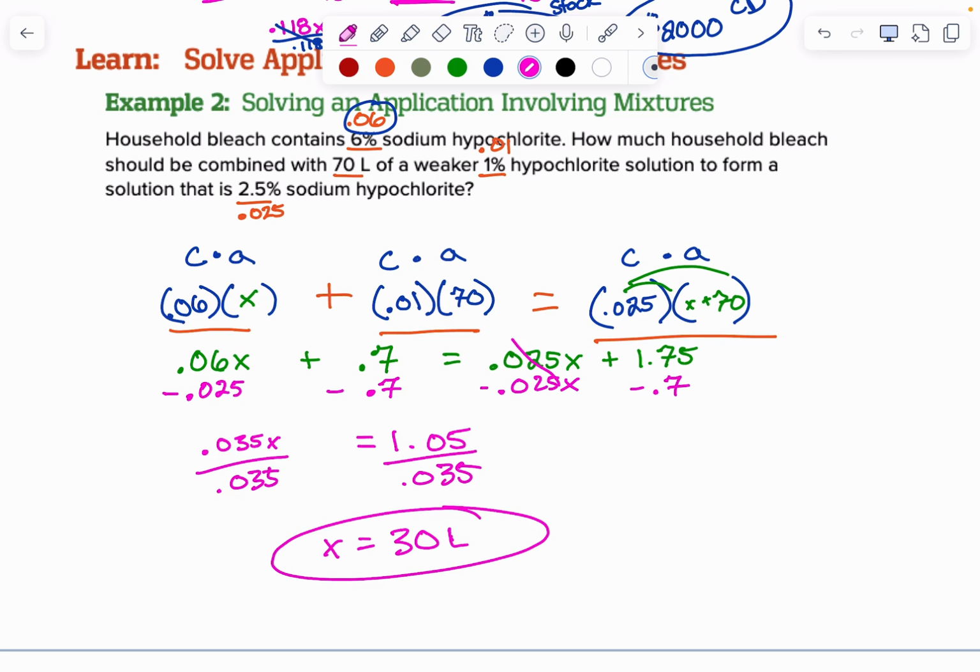But they want, how much household bleach should be combined? So 30 is the answer, right? I was just giving an extra, how much will we have at the end? 100, yep. Okay? Good? Not so bad. Just set up the equation logically, all right?